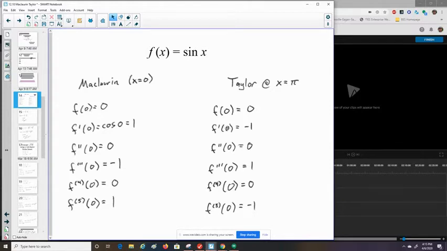Oh, shoot. I copied it down wrong. This should be at pi. Okay, I'm going to have to fix this. This should be f of pi. I believe I was thinking right when I did this. I just wasn't writing it correctly. These should all be at pi.